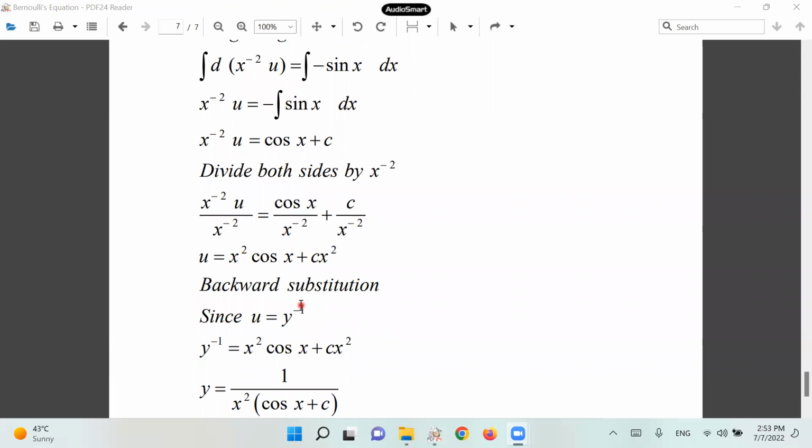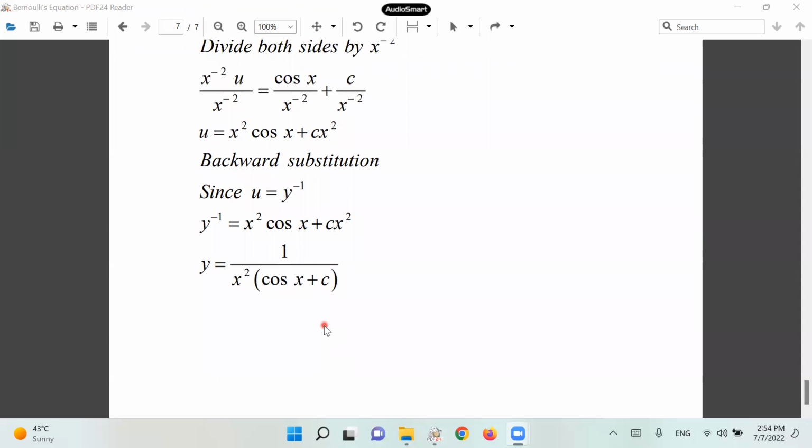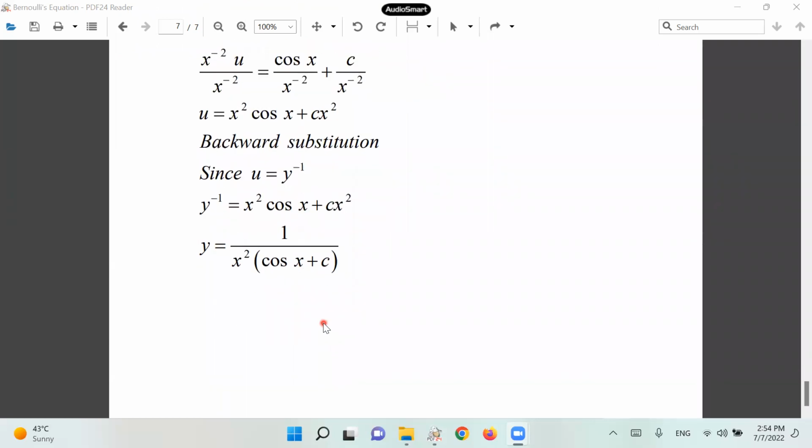After that, we are going to do the backward substitution. Since we know that in the previous step we made the substitution u equals y power minus 1, just put u equals y power minus 1, and this remains the same, x square cos x plus c x square. And after that, this is y to the power minus 1, so we will take its reciprocal. So we get the value of y. So y will be equal to 1 over x square cos of x plus c. So this is the required solution for the given Bernoulli's differential equation.